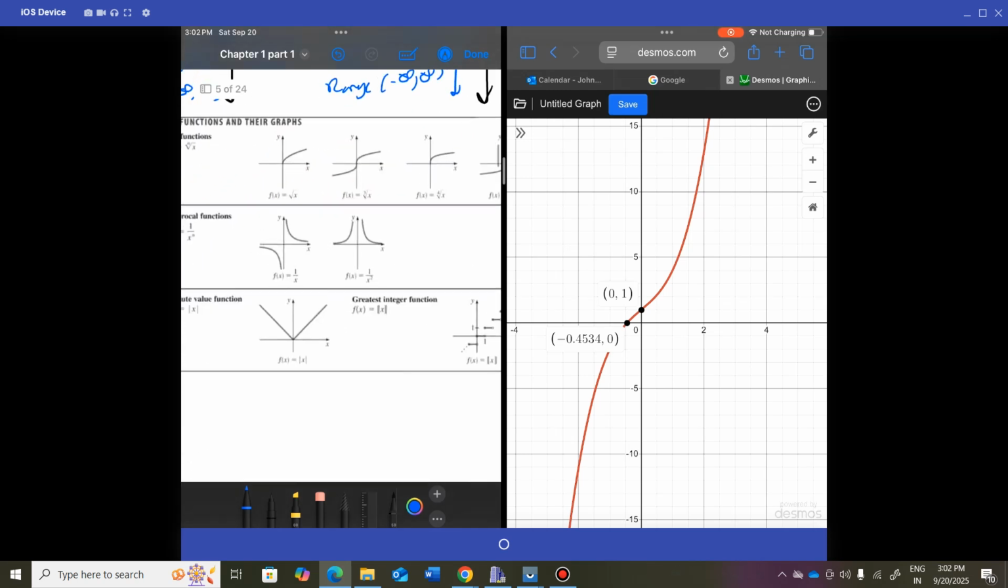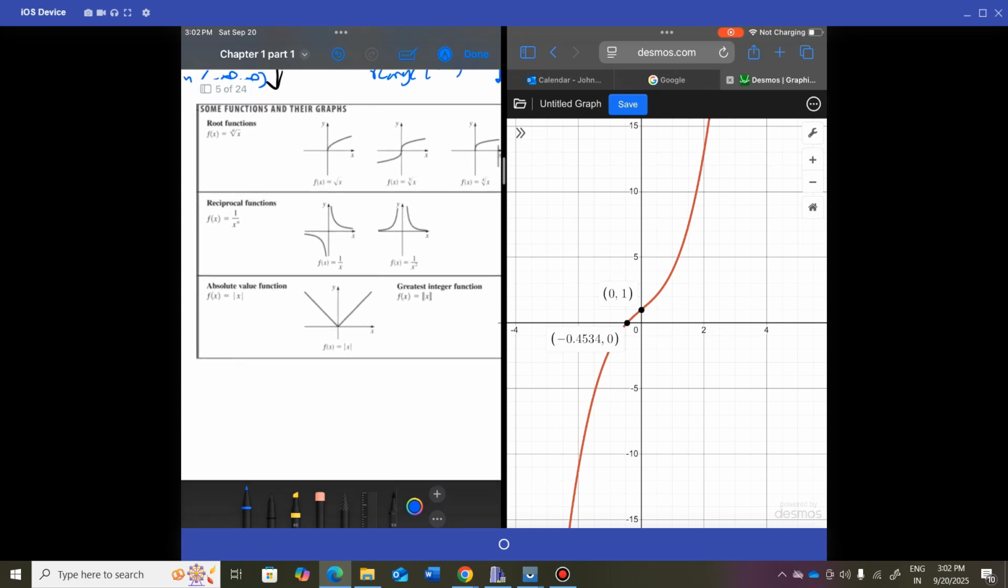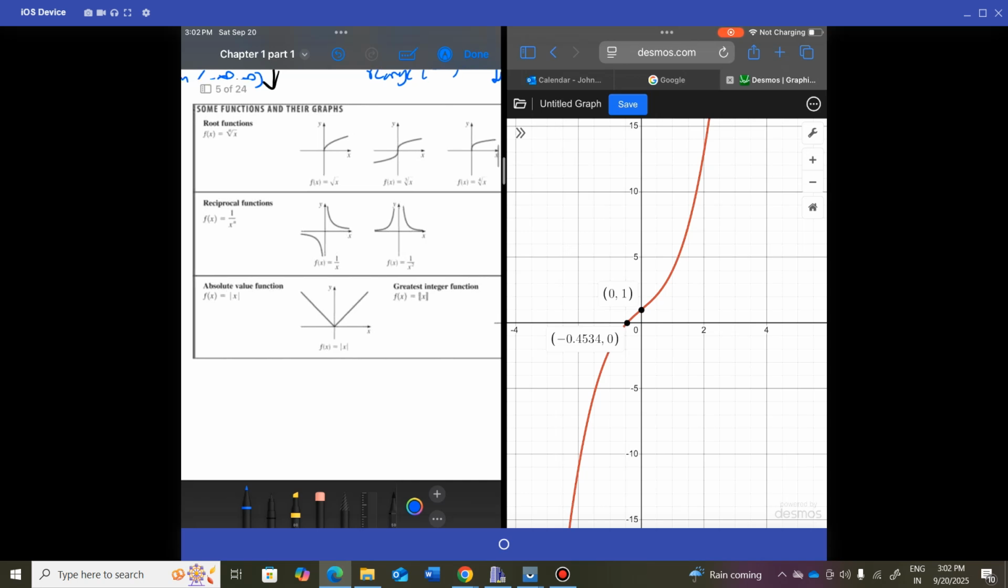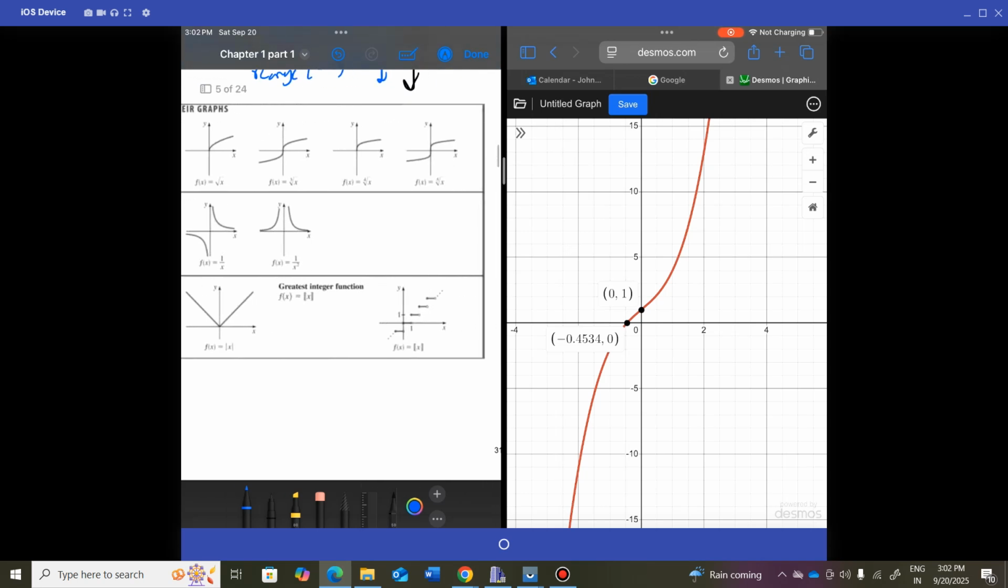Alright, so root functions, it depends on the type of root. If it's an even root, you only have the positive side, because if you had the other side, it actually ends up not being a function. This first one's a square root, then a cube root, then a fourth root. Notice the fourth root goes a little bit more vertical before it goes over. And then the fifth root, and the fifth and the third, they have both sides for the fact that you do get negative values out with odd roots.